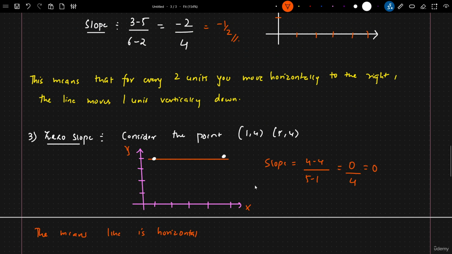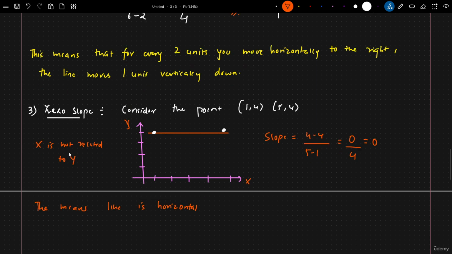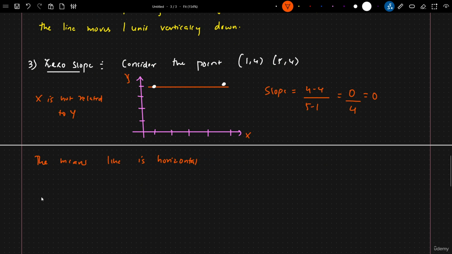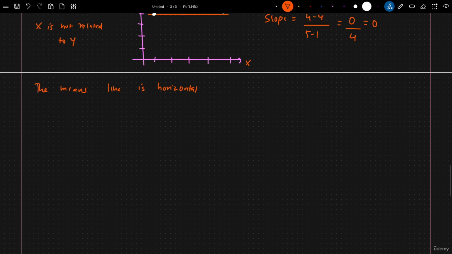And one important piece of information in data science: we can say this feature is not at all important because it is not related to y. If this is my output feature, this is not playing any important role in predicting the output feature. So this means the line is horizontal. Now similarly, I can talk about the undefined slope.